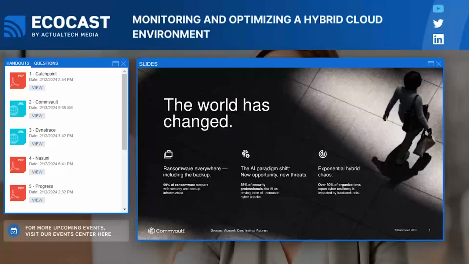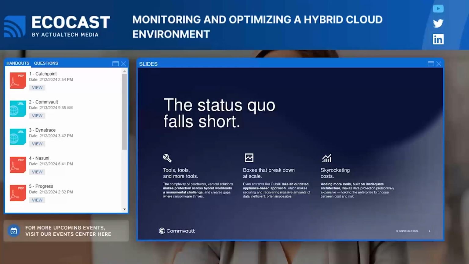These are changes that impact your business. Adding more data security tools built on inadequate architectures makes data security prohibitively expensive, often forcing companies to choose between cost and risk. As companies tackle these challenges, they find that the status quo falls short. The existing tools trying to support critical practices in light of these shifts don't cut it. They don't match the vision around resilience in the face of attacks that the leaders we work with know their organizations want to achieve. The status quo falls short for a few reasons.